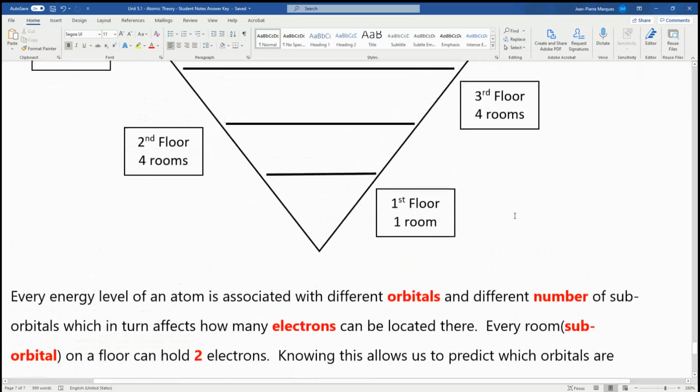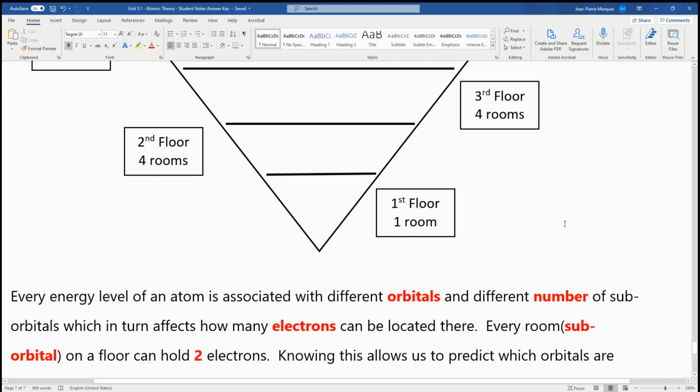So as I mentioned, every energy level of an atom is associated with different orbitals and different numbers of suborbitals, which are the rooms. So every hotel, every atom has a different number of floors or orbitals and number of suborbitals on those floors. This will affect how many electrons can be placed there.